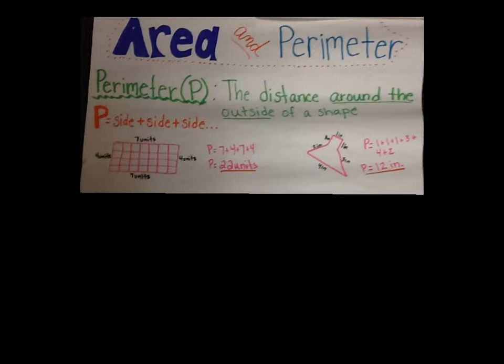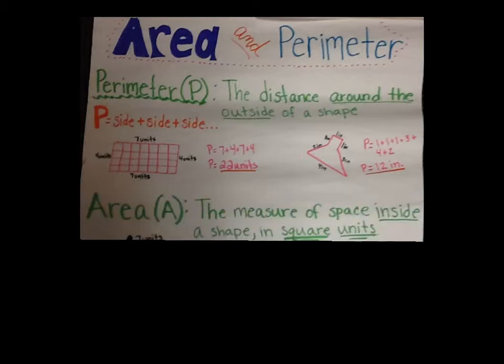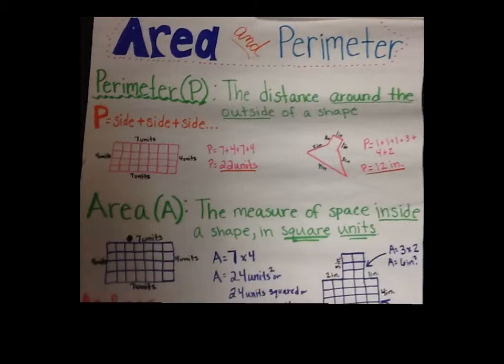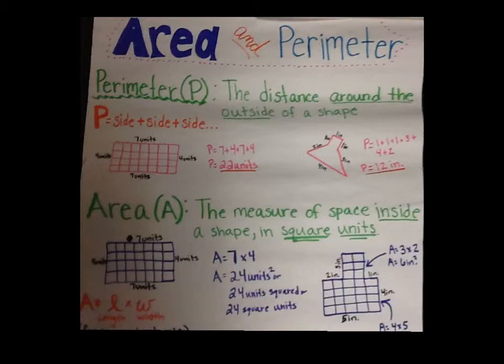The next thing the video showed was area, which is the measure of space inside a shape, and that is measured in square units. And again, here are some examples of area. Who can tell me some real-world reasons why we would measure the area of something? One reason we would use area is to measure how much carpet you might need in a room or other types of flooring.